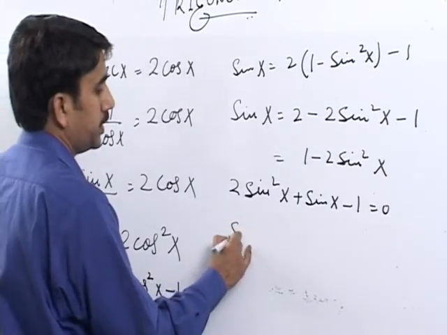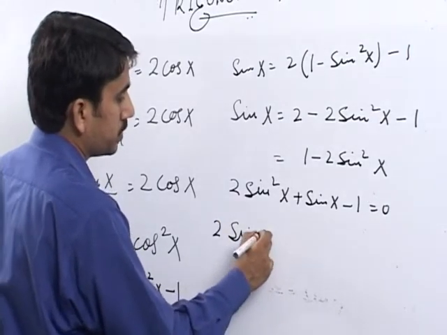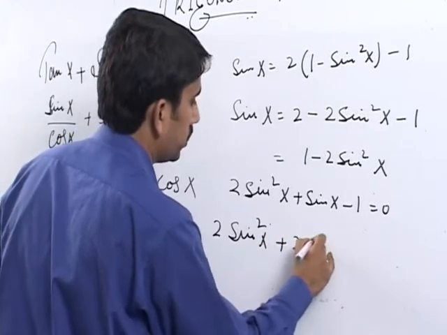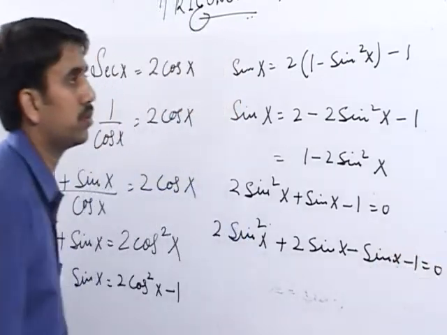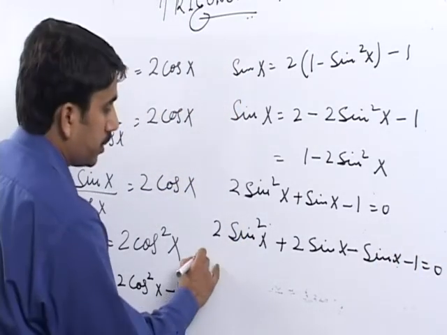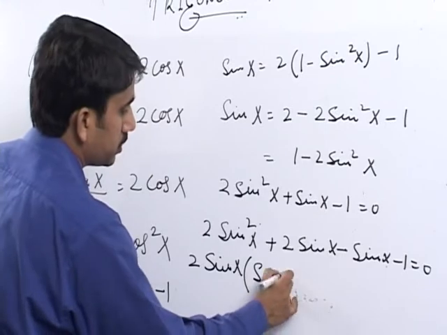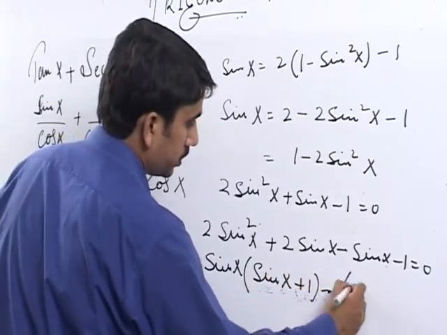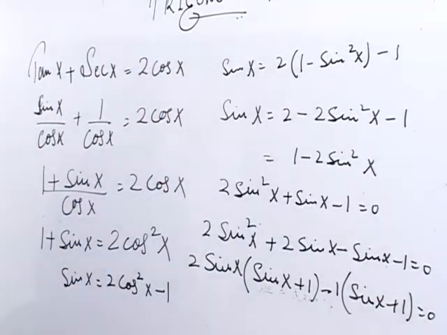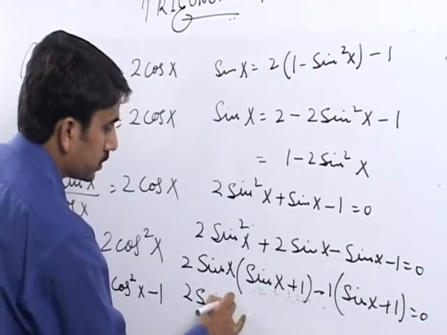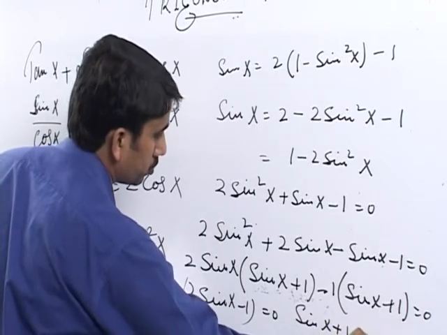Now here, 2 sin square x plus 2 sin x minus sin x minus 1 is equal to 0. Now here when you will solve it, you will get twice of sin x into sin x plus 1 minus 1 into sin x plus 1. Now this is 2 sin x minus 1 is equal to 0, or sin x plus 1 is equal to 0.